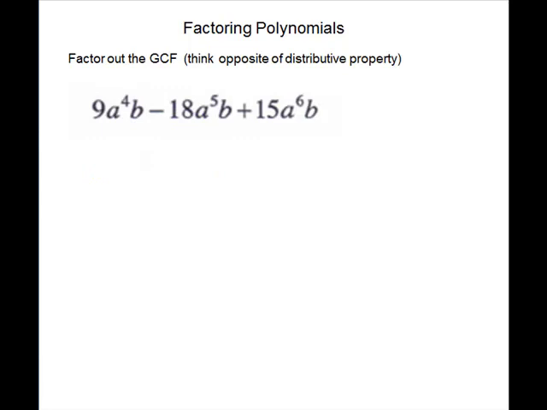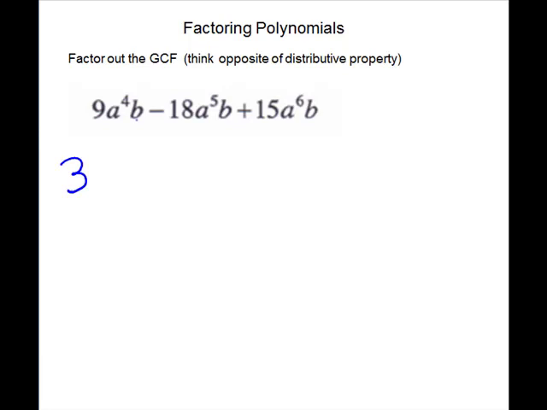We'll try one more problem. We're going to factor out the GCF. So first we'll try the 9. Right? 9 does go into 18. It does not go into 15. It has to go into all of them. So we'll have to go lower than 9. So we could try a 3. Right? 3 goes into 9. 3 goes into 18. 3 goes into 15. So for our number, it is going to be a 3.